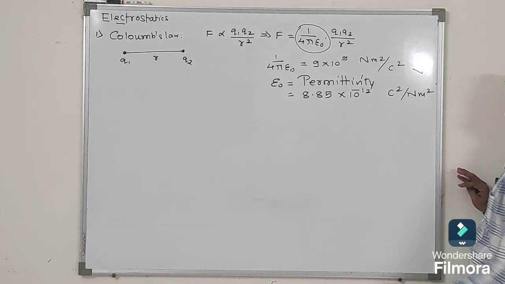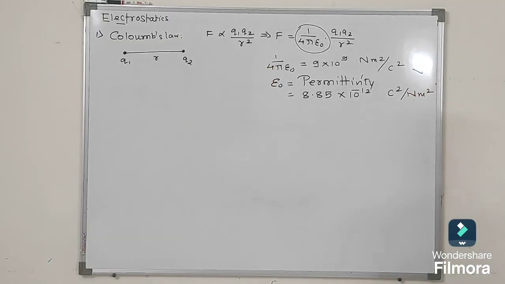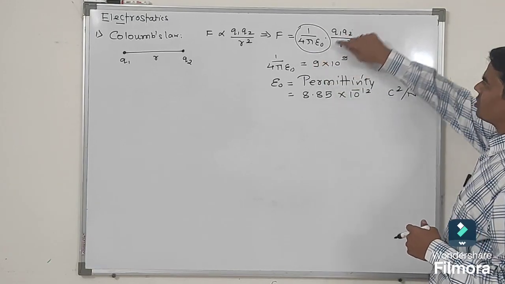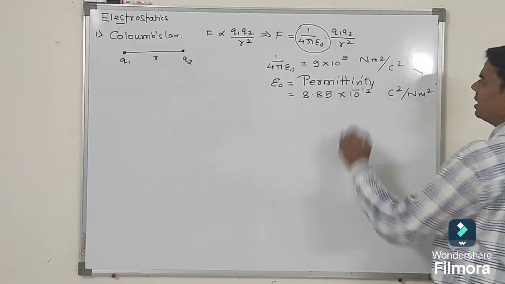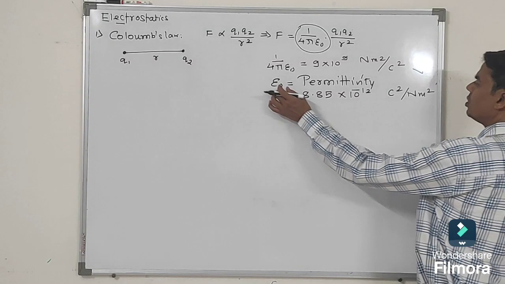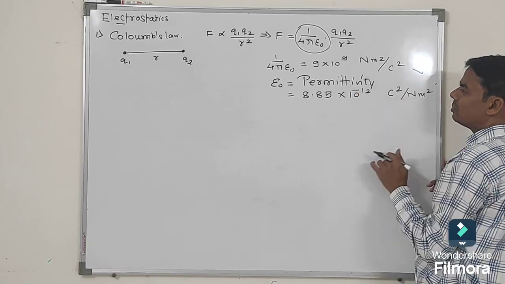So Coulomb's law: the force of attraction or repulsion between two charges is directly proportional to the product of the magnitude of charges and inversely proportional to the square of the distance between them. In equation format, we can write F is equal to 1 upon 4 pi epsilon 0 q1 q2 upon r square, where 1 upon 4 pi epsilon 0 is 9 into 10 raised to 9 Newton meter square per Coulomb square. Epsilon 0 is 8.85 into 10 raised to minus 12 Coulomb square per Newton meter square.